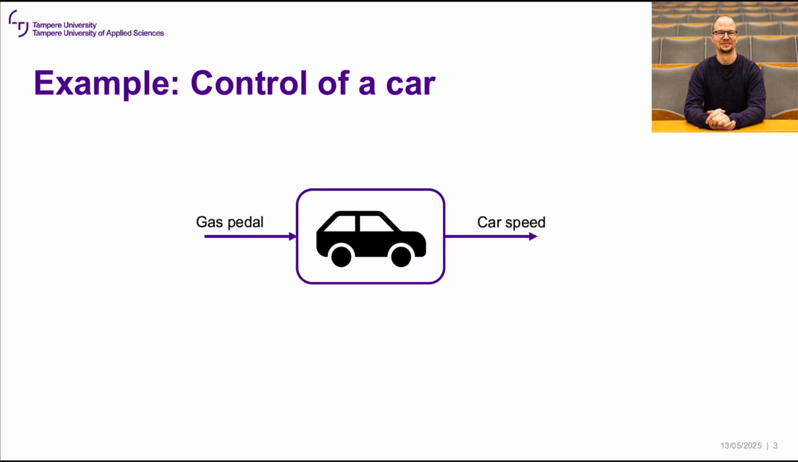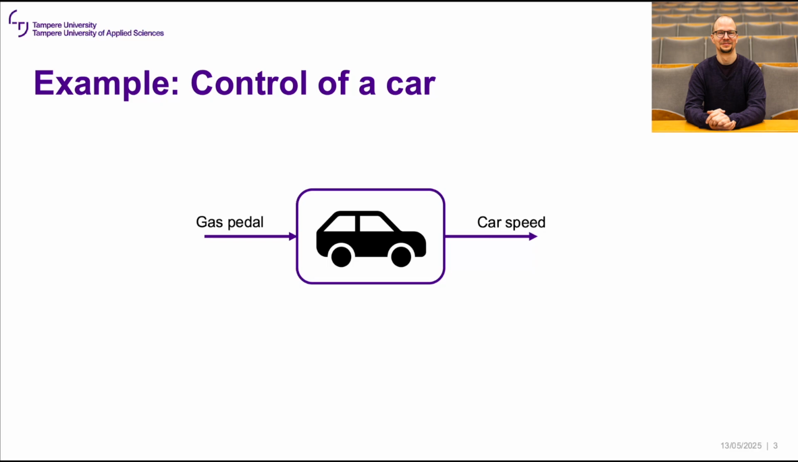So one dynamical system that many of us are familiar with is just an ordinary car. It has many dynamical properties related to its motion, and one of them is the speed of the car. And this is something that we can measure out of our dynamical system. On the other hand, while we drive, we can and of course should also control the speed of the car by adjusting the action of the gas pedal.